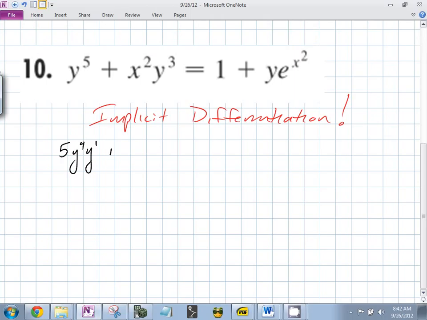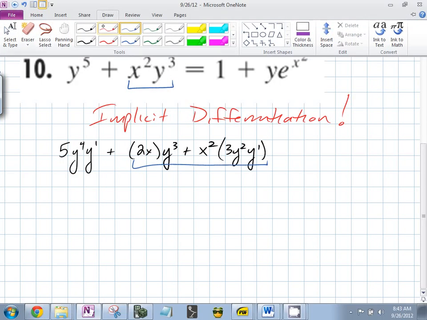Correct. Plus, and then what do you have to use to differentiate this? What rule? You're going to have to use the product rule right here. What's the derivative of the first, times the second, plus the first times the derivative of y cubed? Yep. You just used the product rule right here, and it turned into that. And you have to do it to both sides.